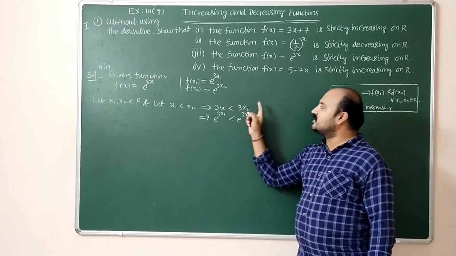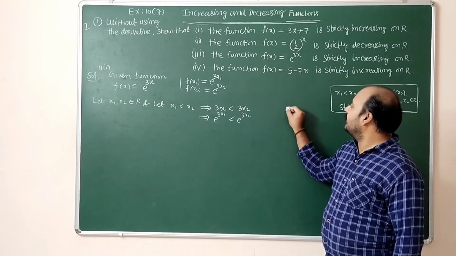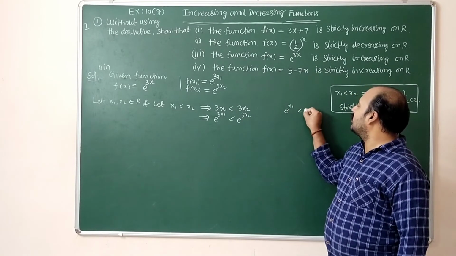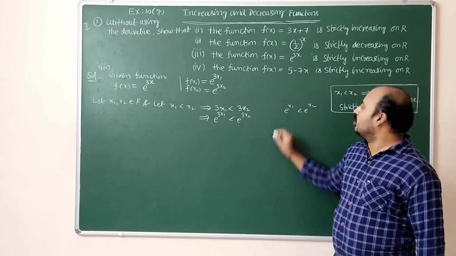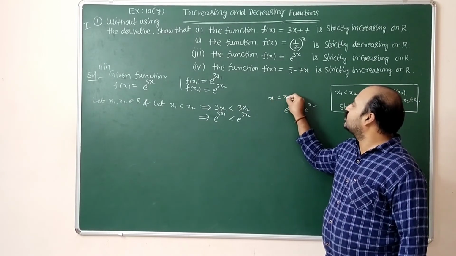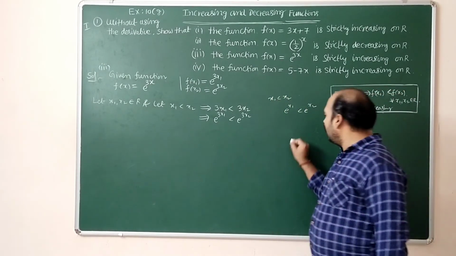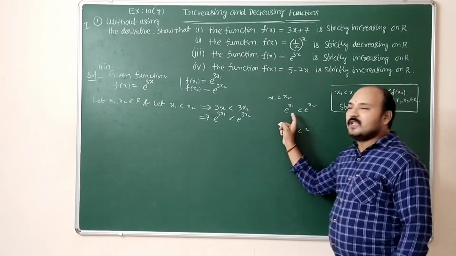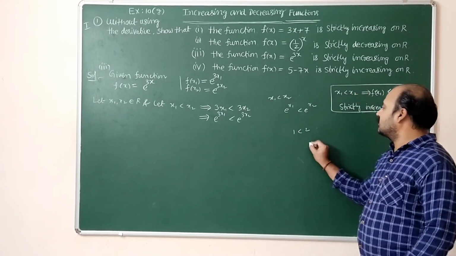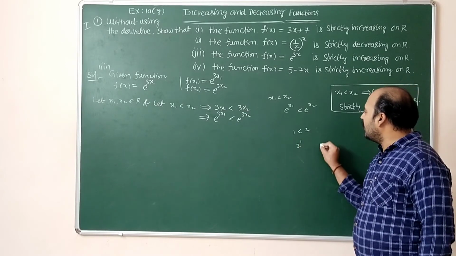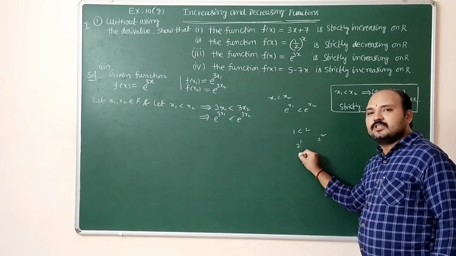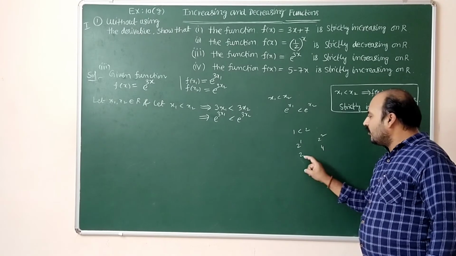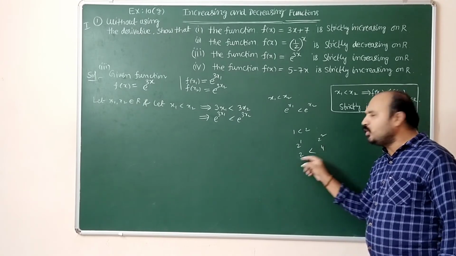Whenever x1 is less than x2, obviously e power x1 is also less than e power x2. You remember, for example, 1 is less than 2, is it right? Taking 2 in place of e, suppose, 2 power 1 and 2 power 2. 2 power 1 means 2, 2 power 2 means 4. What is the relation between 2 and 4? Absolutely, 2 is less than 4.